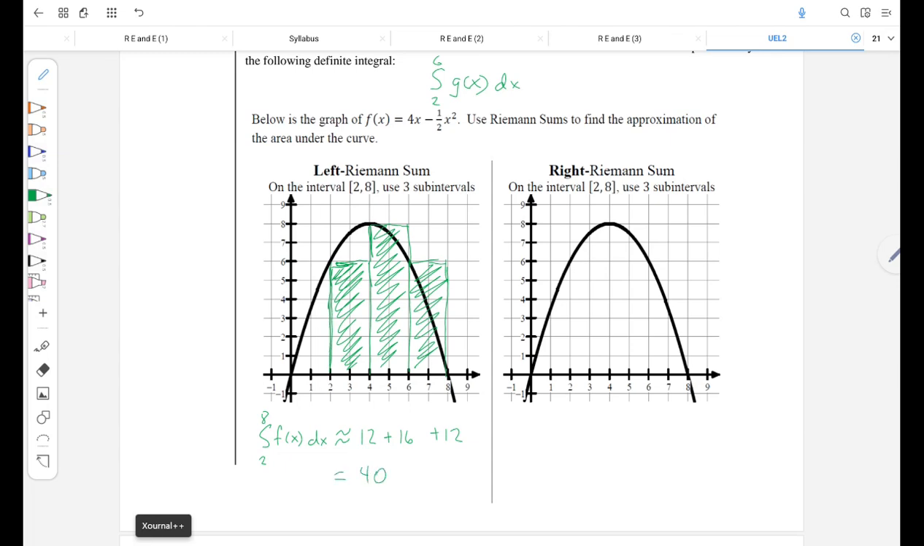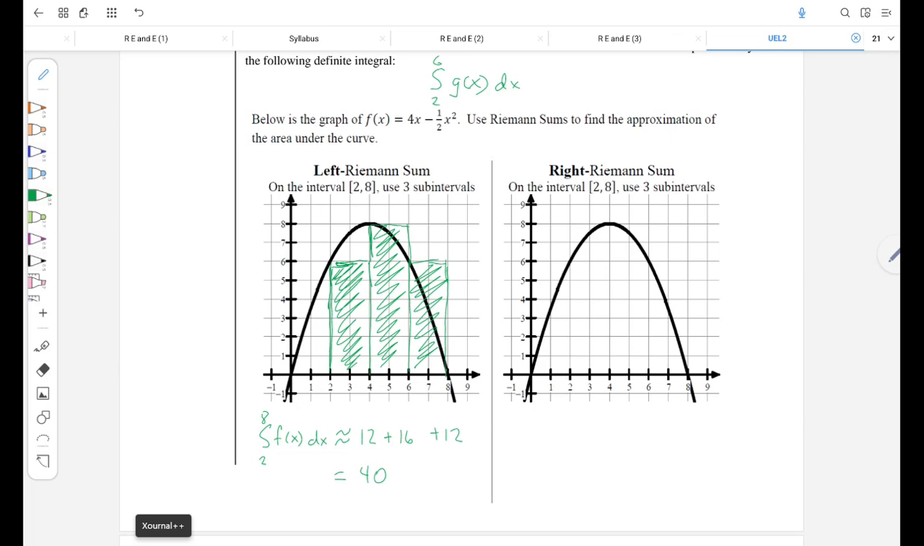Everybody good with where I got those numbers? Okay, just making sure. Sometimes it's the little things that I quickly go past that it's like, wait, what? We have a 2 by 6 rectangle, a 2 by 6, a 2 by 8, and then another 2 by 6. So we are estimating that area under the curve as 40 using a left Riemann sum. Okay. Let's see what we get if we do a right Riemann sum instead.